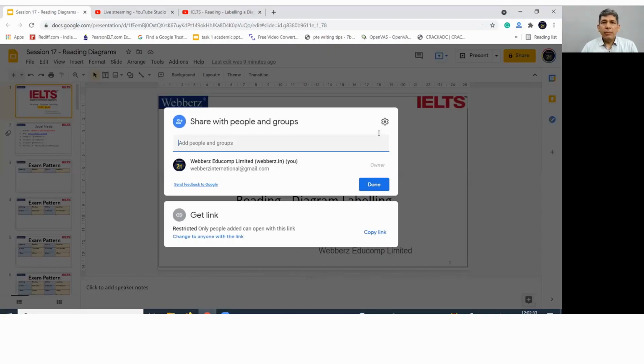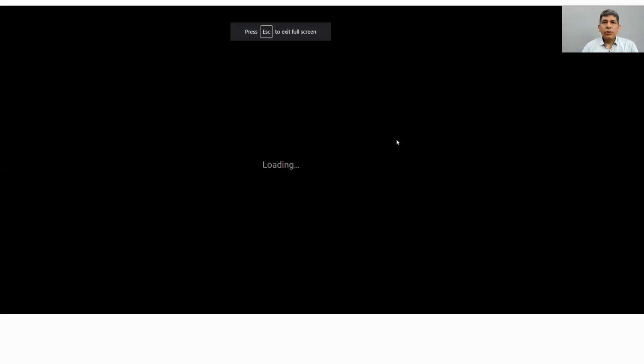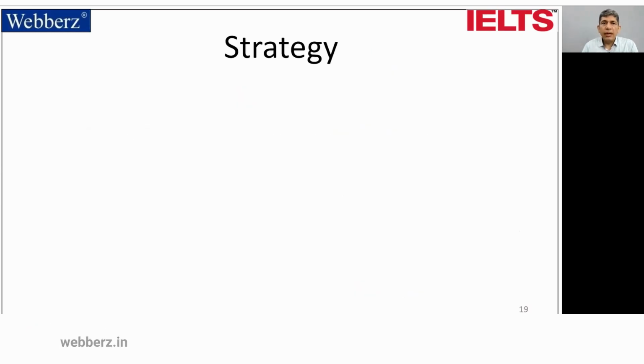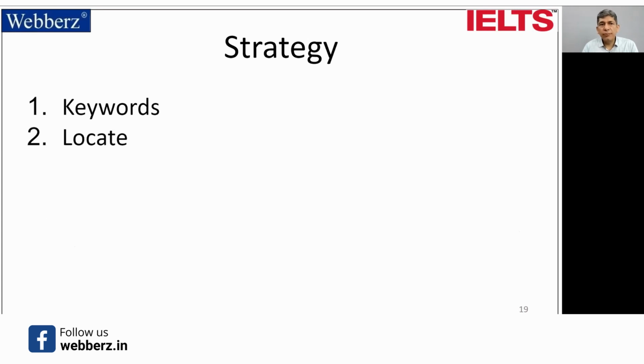Okay, our class is going to be based on reading, labeling a diagram. In this, we are going to cover a very important part of reading that is called labeling a diagram. So let us see how it works. We will follow a strategy in labeling a diagram. The strategy will be keywords, locating, and finding the answer in one area. I will explain keywords, locating, and how to find the answer in one area.